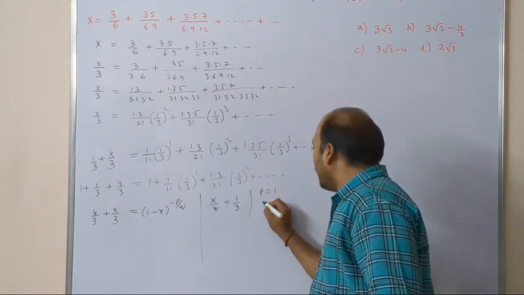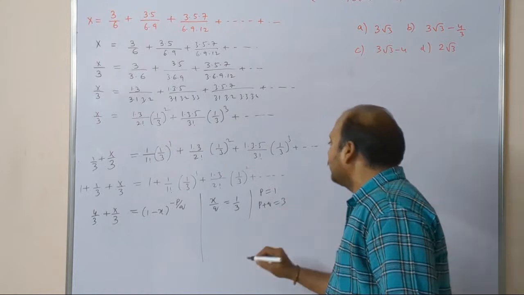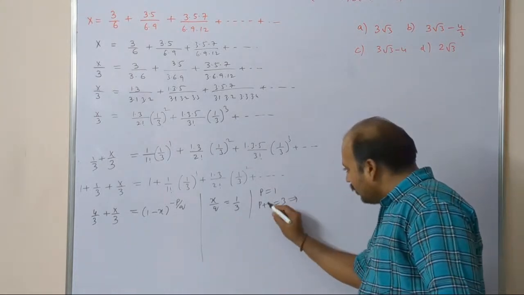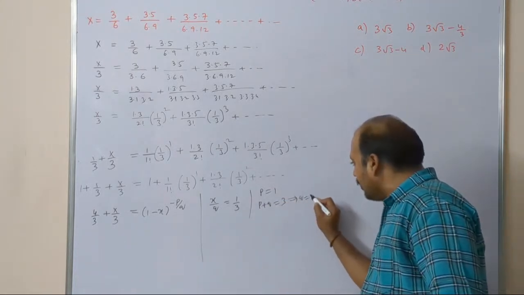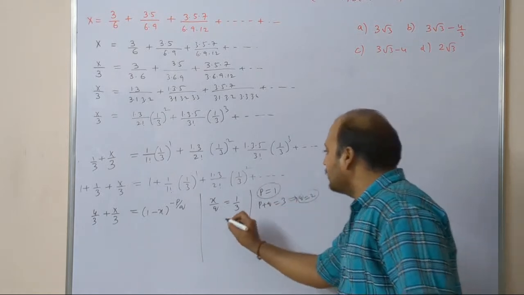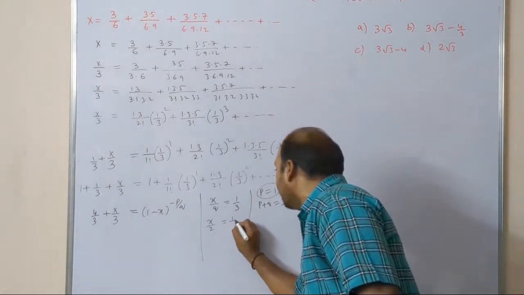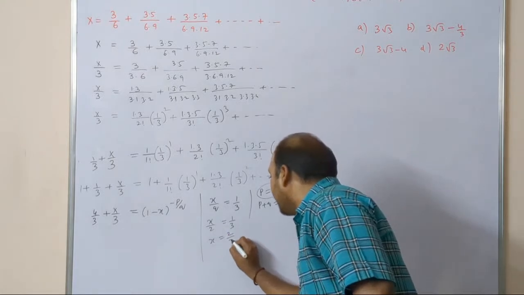So p is equal to 1, p plus q is equal to 3. So from this p value 1 substitute, q value 2, no? Q value 2, p value 1. So x by 2 is equal to 1 by 3, x is equal to 2 by 3.